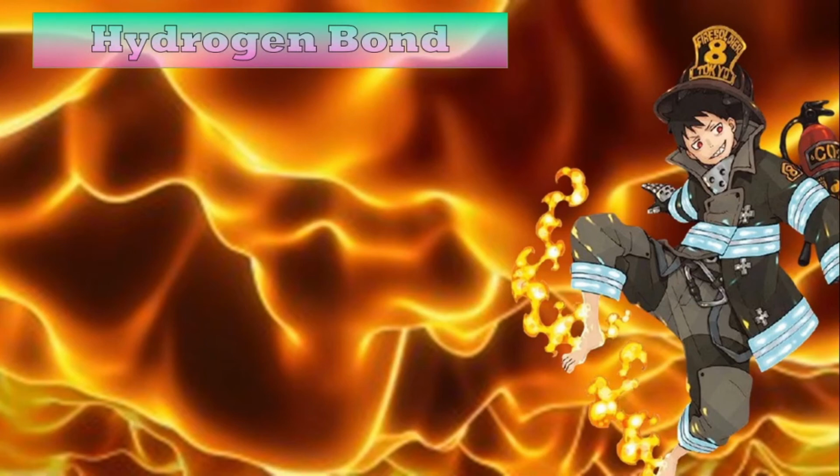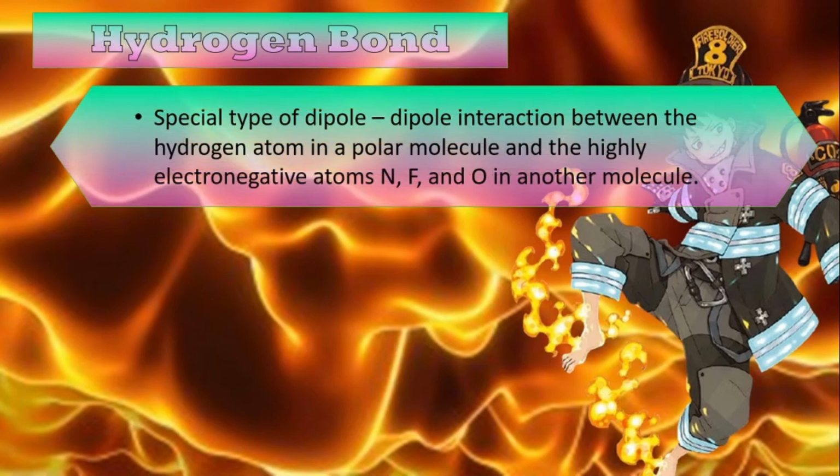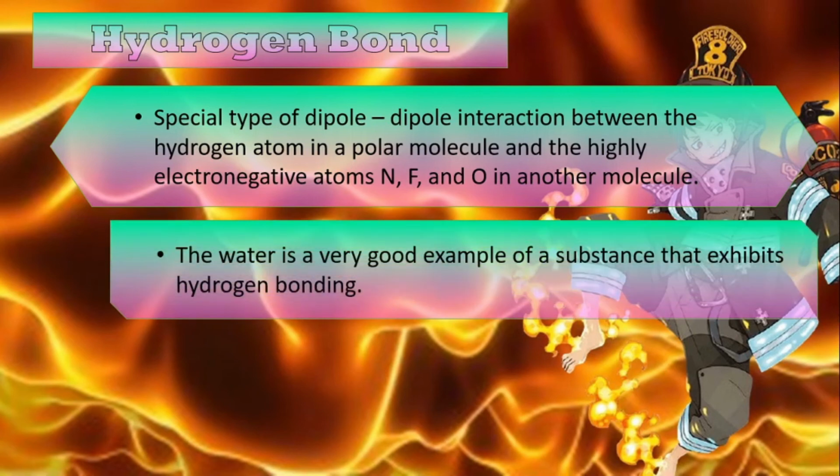Next, the last type of the intermolecular forces, which is the hydrogen bond. Hydrogen bond is a special type of dipole-dipole interaction between the hydrogen atom in a polar molecule and the highly electronegative atoms, nitrogen, fluorine, and oxygen, in another molecule. Water is a very good example of a substance that exhibits hydrogen bonding.